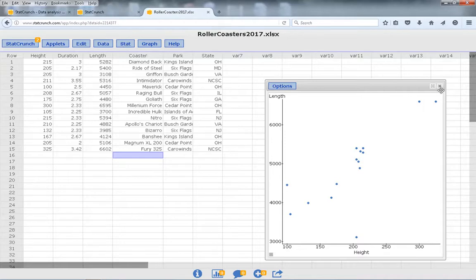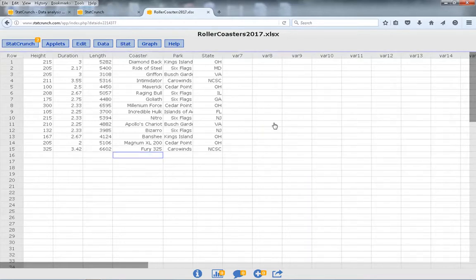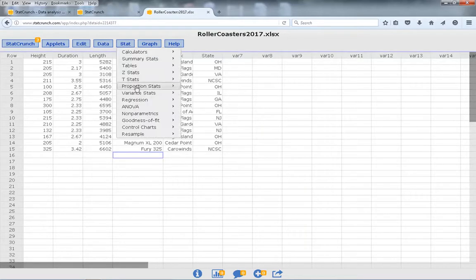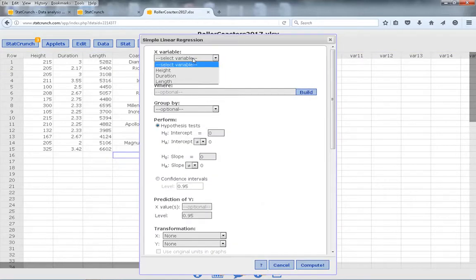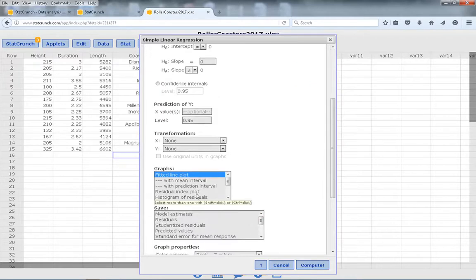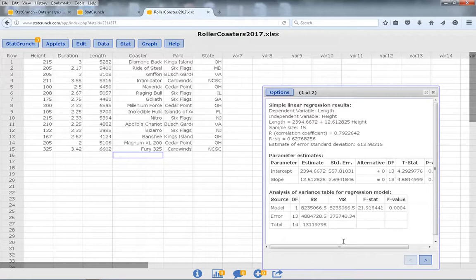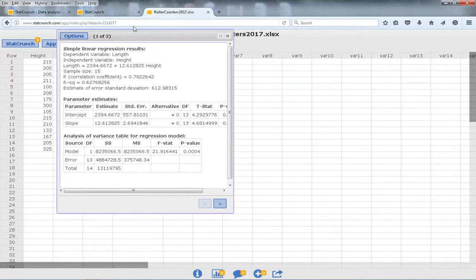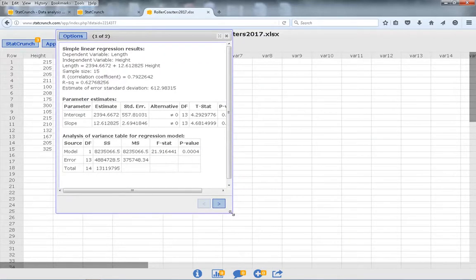So I'm going to go ahead and close this scatter plot because we'll have the line of best fit. So under regression, simple linear again. I'm going to have the height versus length this time, and make sure I've got the fitted line plot. And for now, I'll just click compute. I'll come back in a few minutes and do some other stuff with this.